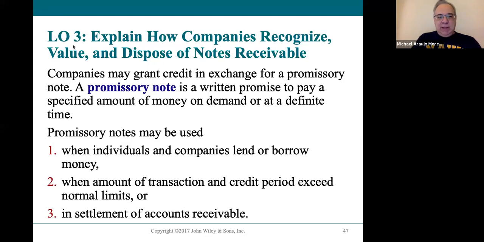So learning objective 3 is all about your notes receivable. So again, remember the word note is a loan, and receivable means you're waiting to receive that. So how do notes receivable get born?